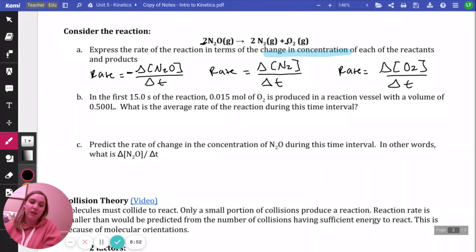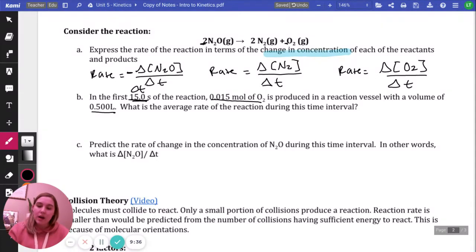So now we have a question, and our question says, in the first 15 seconds of a reaction, 0.15 moles of O2 is produced in a reaction vessel with a volume of 0.500 liters. What is the average rate of reaction during this time interval? All right, so our rate is going to be our change in concentration over our change in time. The first thing we see here is 15 seconds, in the first 15 seconds, so I can take that 15 seconds to be my delta T.